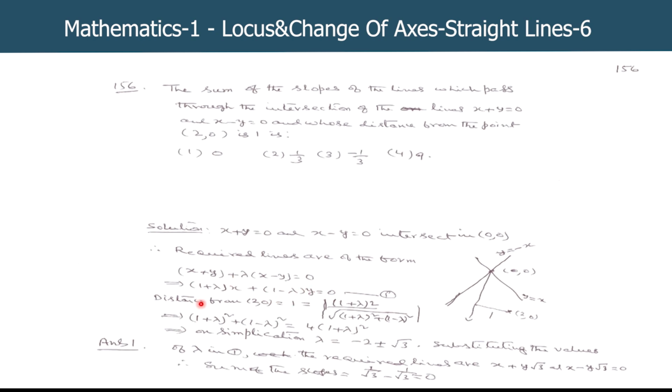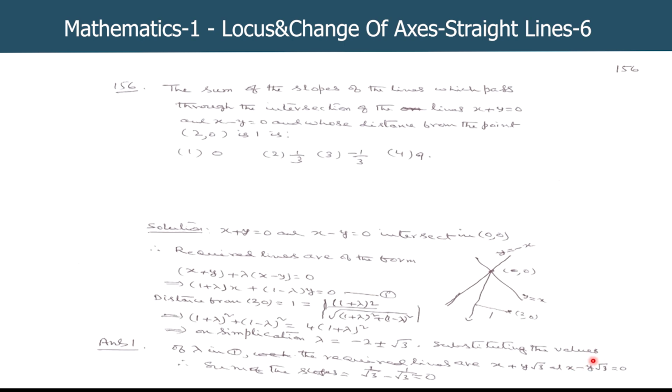Now, the distance of this line from the point 2 comma 0 is 1 unit. So that is 1 is equal to modulus of (1 plus lambda) into 2, by root over (1 plus lambda) whole square plus (1 minus lambda) whole square. Now, squaring and simplifying, you will get lambda is equal to minus 2 plus or minus root 3. Substituting the values of lambda, the required lines are x plus y root 3 and x minus y root 3 equal to 0.